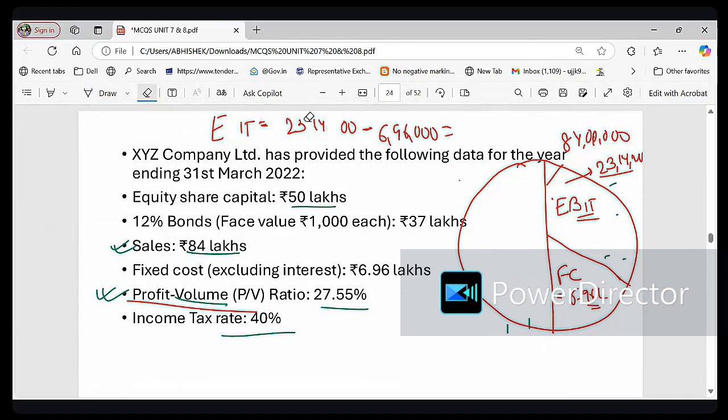We have talked about the degree of financial leverage in the first part of the question. EBIT you have just calculated. It is 16,18,200. This is our EBIT. And now you have to calculate DFL. What is the formula for DFL? You remember? We have just talked about the degree of financial leverage formula. It is nothing but EBIT upon EBT.